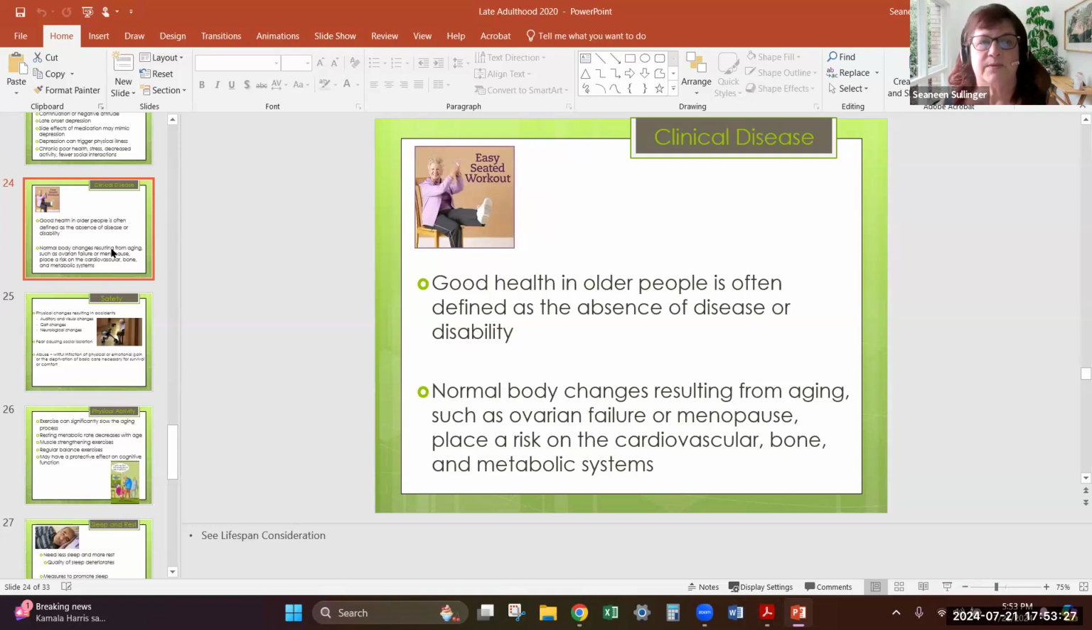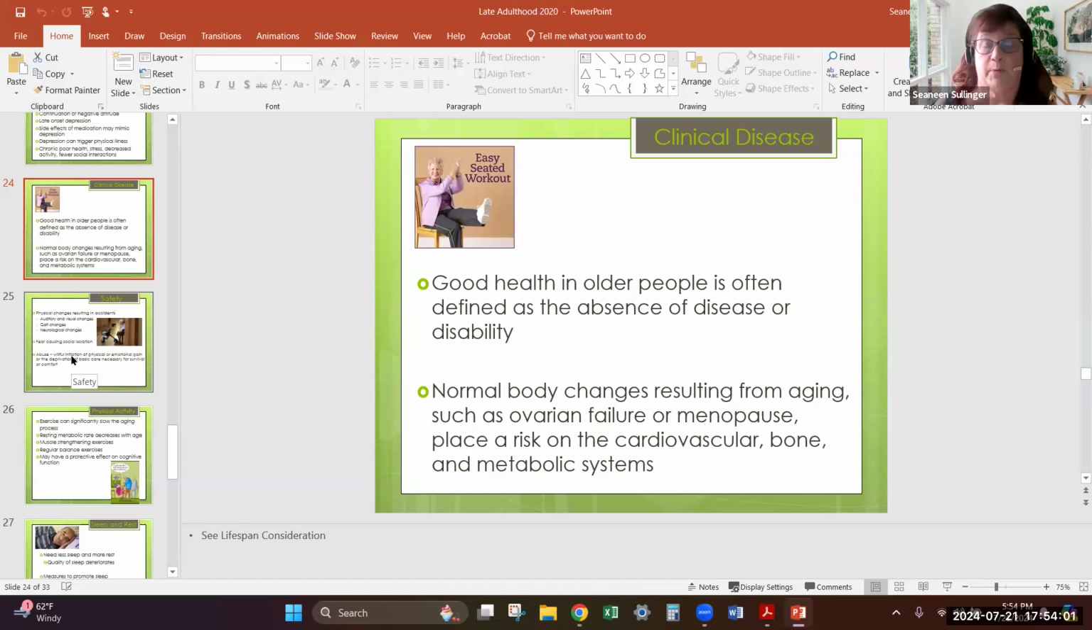So clinical disease, hopefully people are in good health and they're active still, which is great. And there are things that will happen that we've talked about in terms of menopause and then high lipids and hypertension and heart failure, things like that, bone disease. But hopefully if screenings are happening and they are seeing a primary care physician, then those things can be addressed and help them to lead a healthy life.